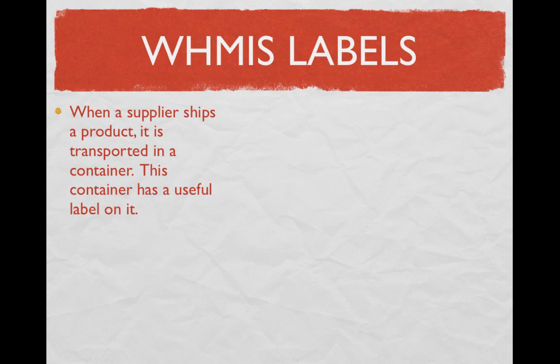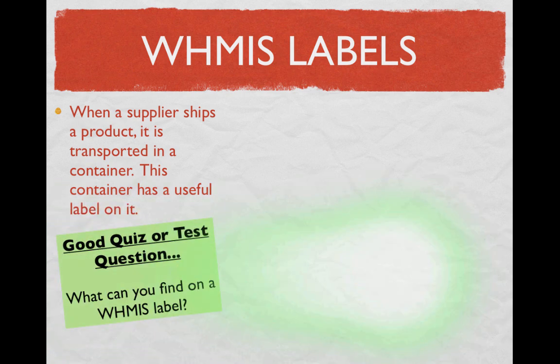staff. When a supplier ships a product, it is transported in a container, and that container has a useful label on it, and that is a Whmis label. This is a really good quiz or test question. What can you find on a Whmis label?